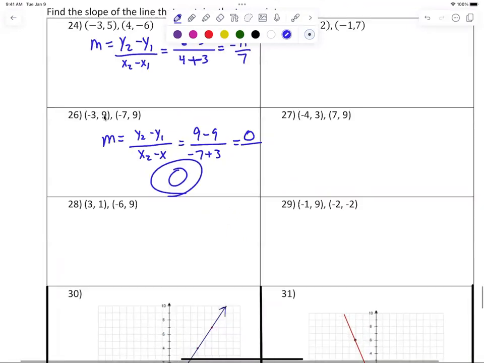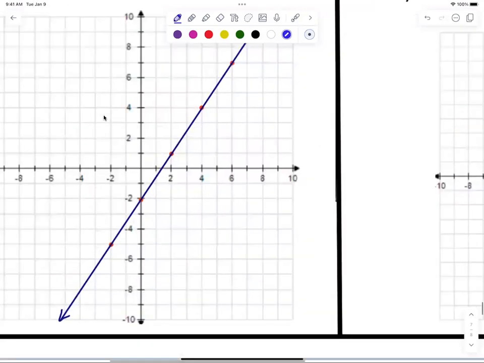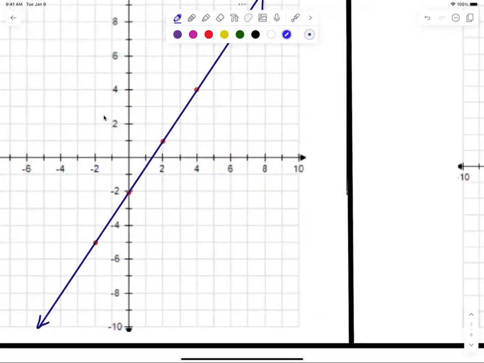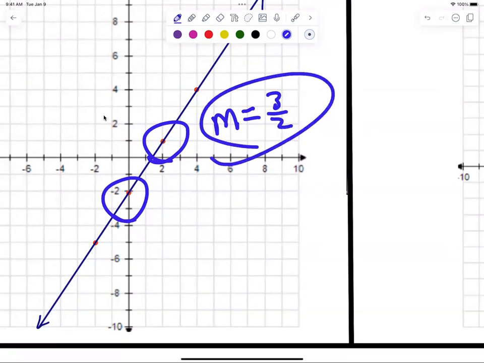All right. So now let's take a look at number 30. I'm asking you for the slope from 30. All you got to do is find 2 points. This point and this point. Tell me what the slope is. How much does the rise? Somebody said 3 over 2. Everybody good with that? Slope is 3 over 2. Yeah, that's right. Up 3 over 2.